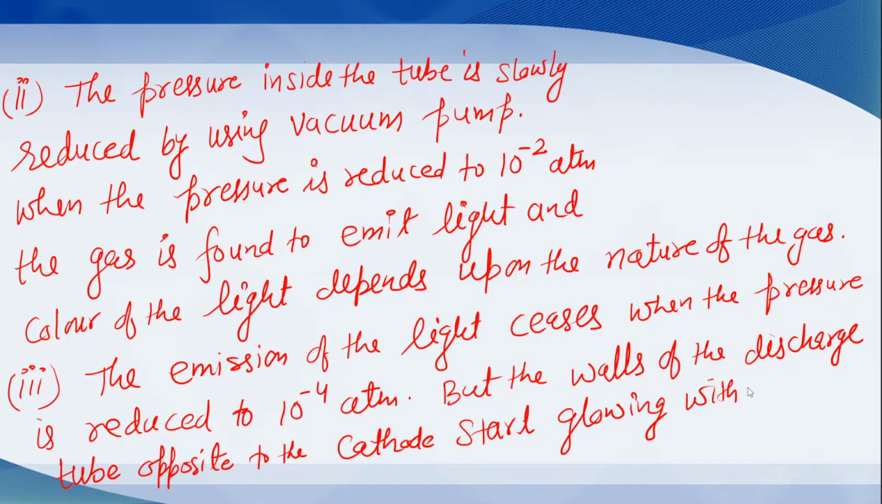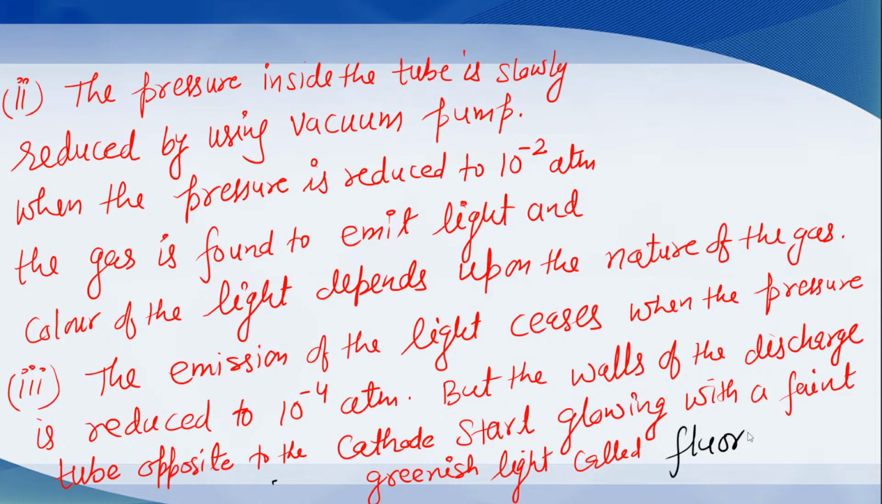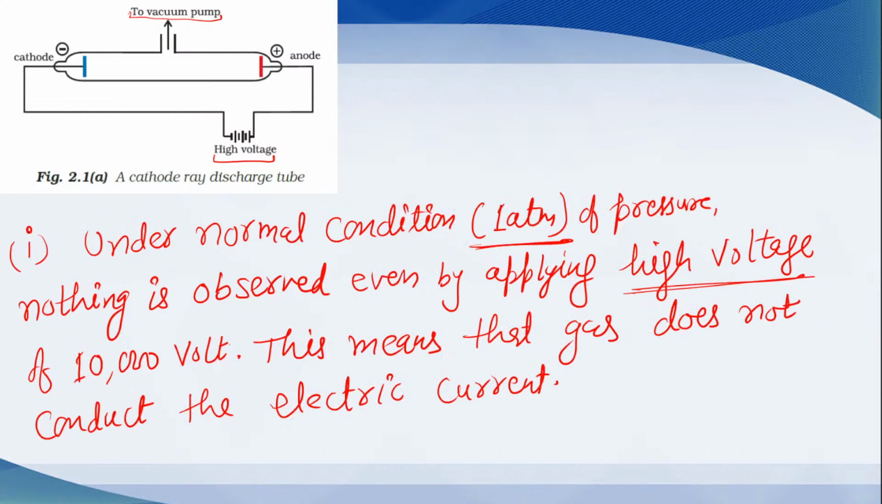With a faint greenish light, that is called fluorescence. See, this is the cathode. Now opposite to the cathode, this part starts glowing.